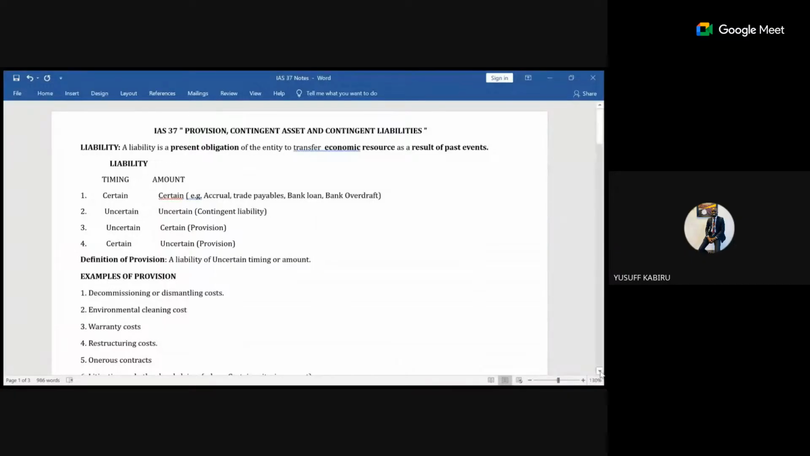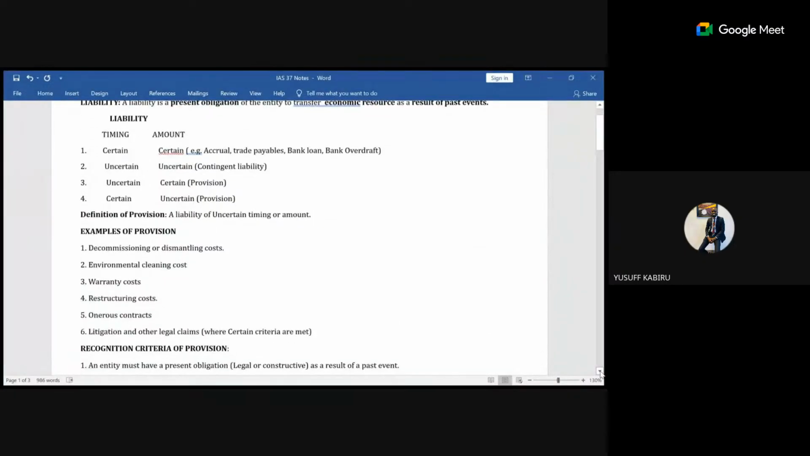Examples of provision. Number one is decommissioning cost or dismantling cost. A decommissioning cost is a cost that occurs as a result of a contract. You enter a contract with an entity or with an individual that I'm going to use this asset, but in the future, I'm going to do what?